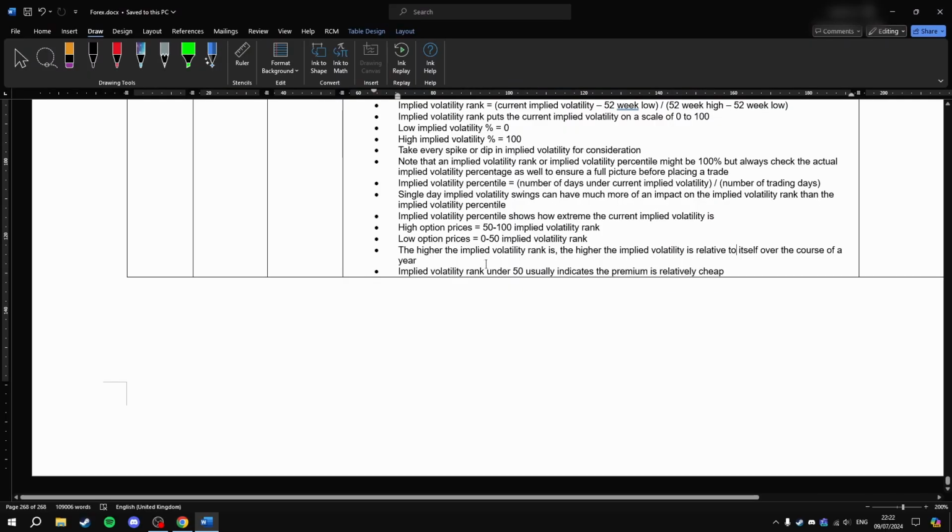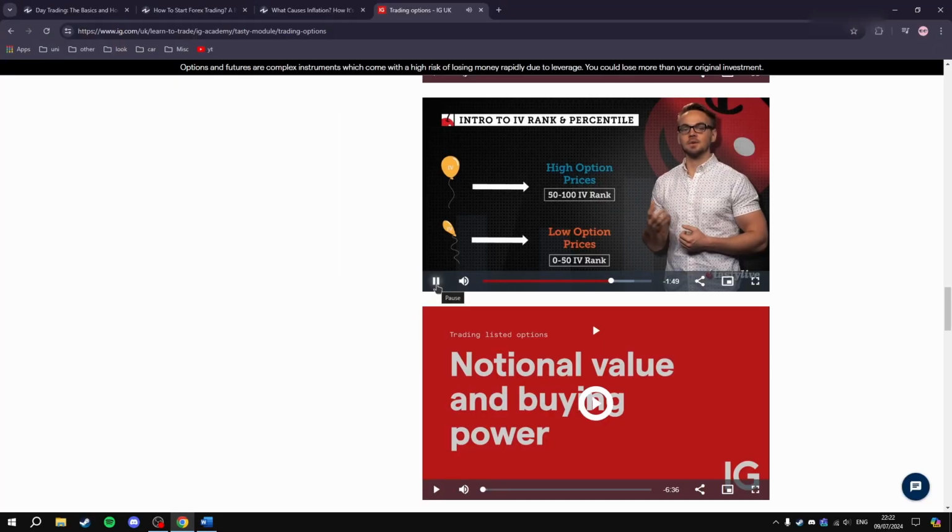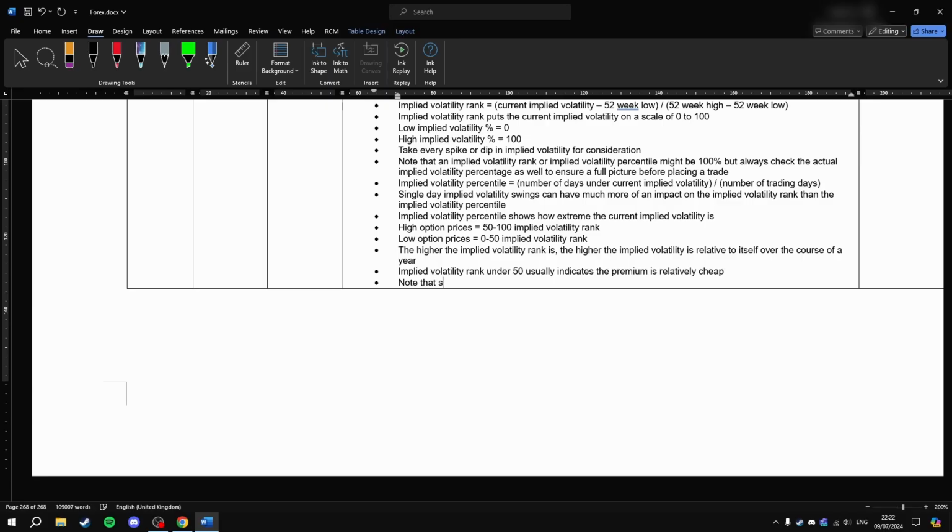So implied volatility rank under 50 usually indicates the premium is relatively cheap, and we could wait for a better opportunity to sell options or deploy a strategy that benefits from an increase in IV. IV percentile can be used as well, but it's important to stick to using only one or the other.